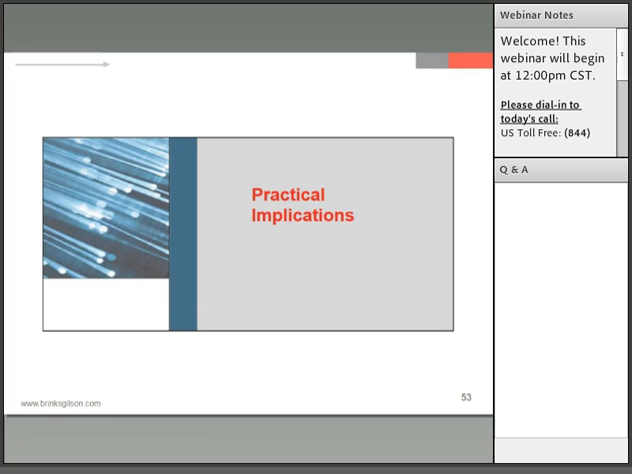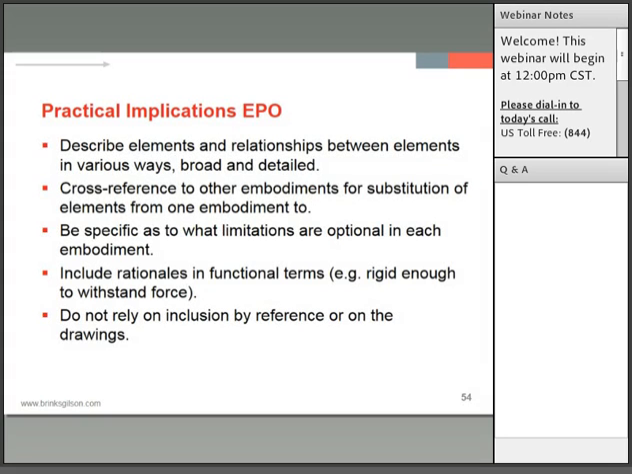So we now come to our last portion, practical implications. What to do when you draft a patent application that is intended to be filed internationally, especially in the US and Europe. So when we come to European requirements, as we have seen from our case law and the examples, it's always important to describe the elements and their relationships between each other. Best in broad and in detailed descriptions, so you can pretty much pluck the language out of your description and put it into the claim, so there is no doubt that it was disclosed that broad or that narrowly.